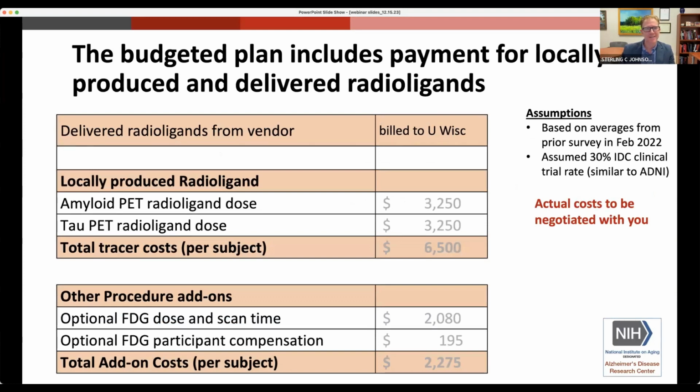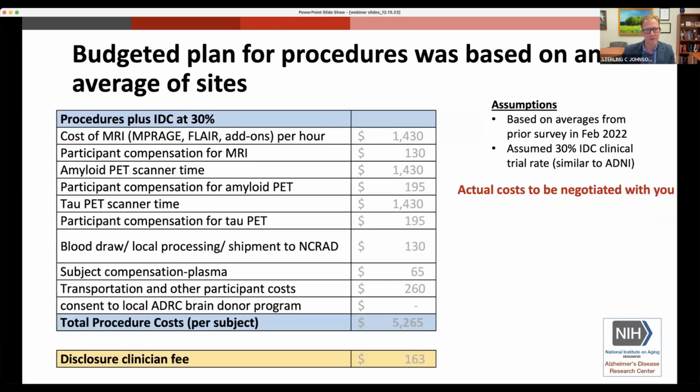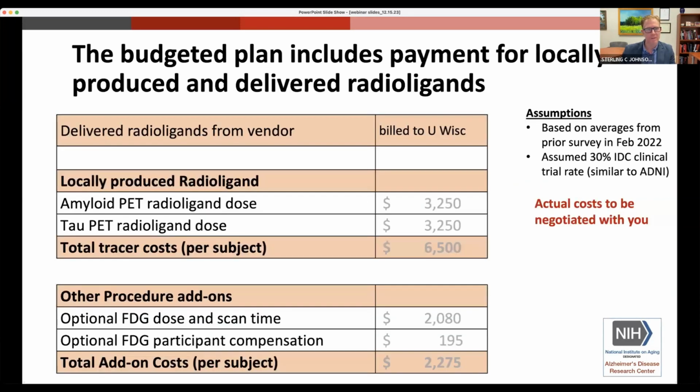But similarly, for radioligands, we have budgeted for delivery of radioligands. We're using several vendors, and I'll show you that on the next slide. But when the ligand is delivered and we have a central contract from Wisconsin, that bill will come from the radioligand company to us, and we'll take care of that. You won't even see the bill.